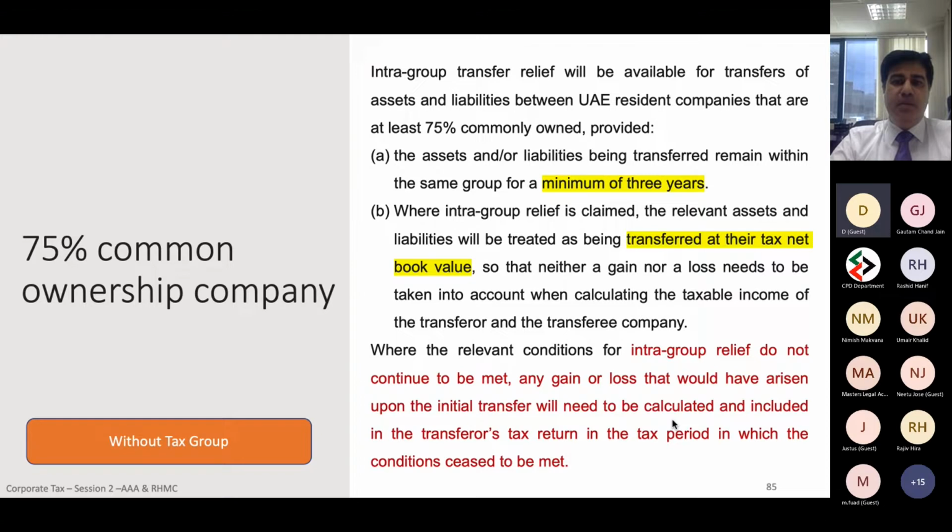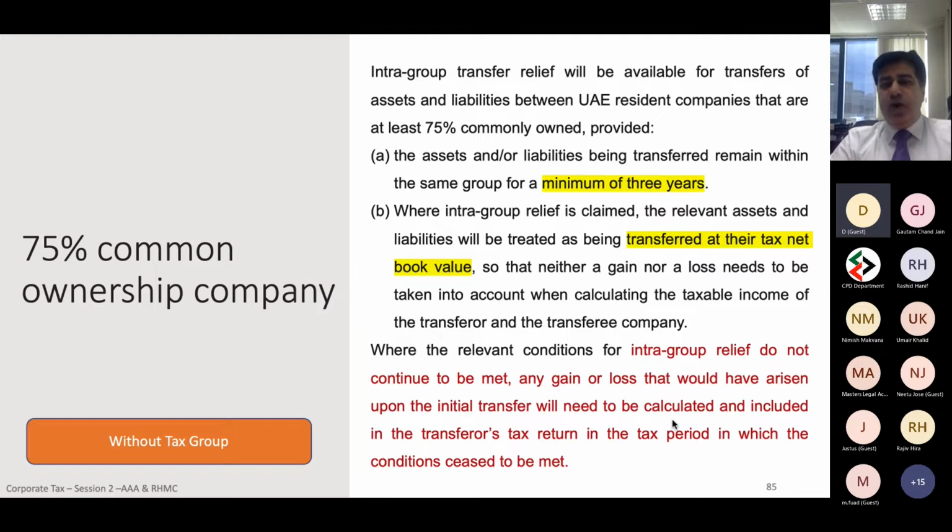So once you transferred, and maybe you have gained in one company, you earned millions of dollars, no problem. You don't end up paying taxes, subject to you not transferring that asset for the next 3 years. Second, the transfer should be at a net tax book value. That means if, let's say, book value is today 1 million and the commercial or market value is 10 million, you will not transfer the asset at 10 million value. You will retain the asset in the new books at 1 million only.